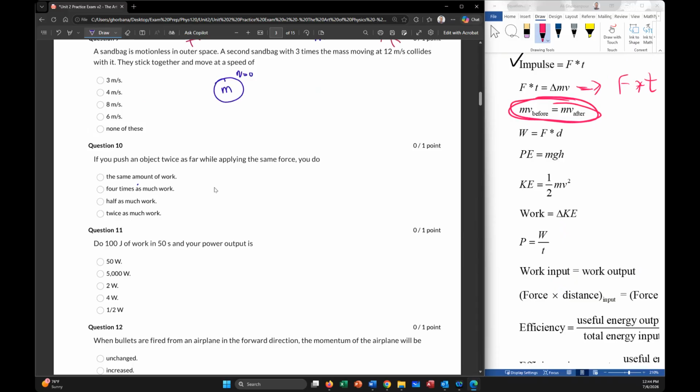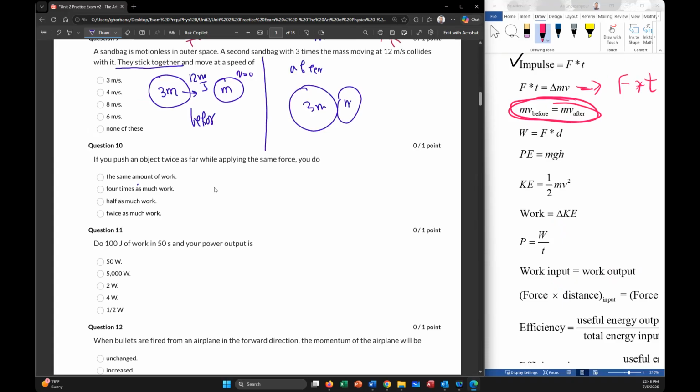A second sandbag, 3 times bigger. If this is m, this is going to be 3m, moving 12 meters per second, good? What happened? They stick together. Let's say this is before. After, what happened? They stick together, and then they all move in the right direction, all moving in one direction.